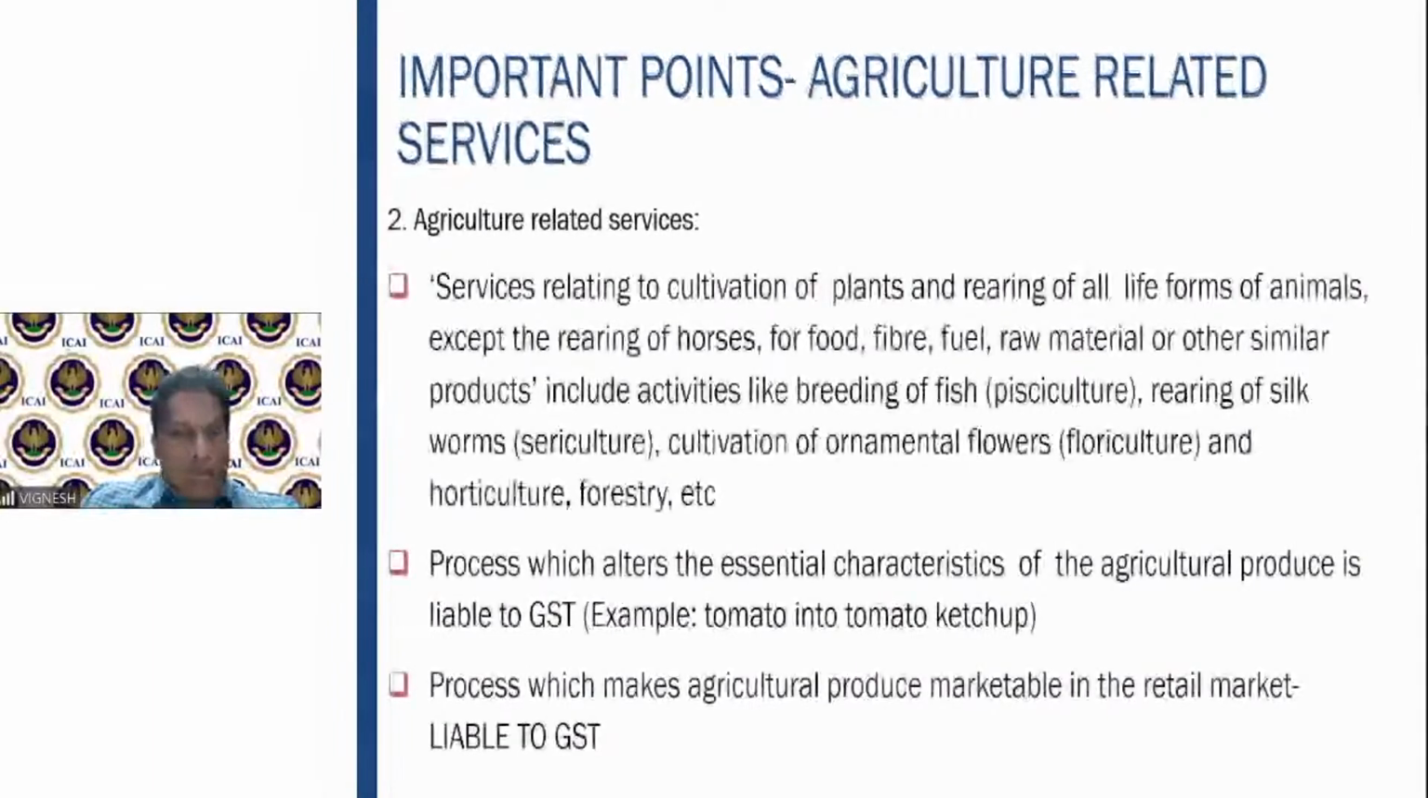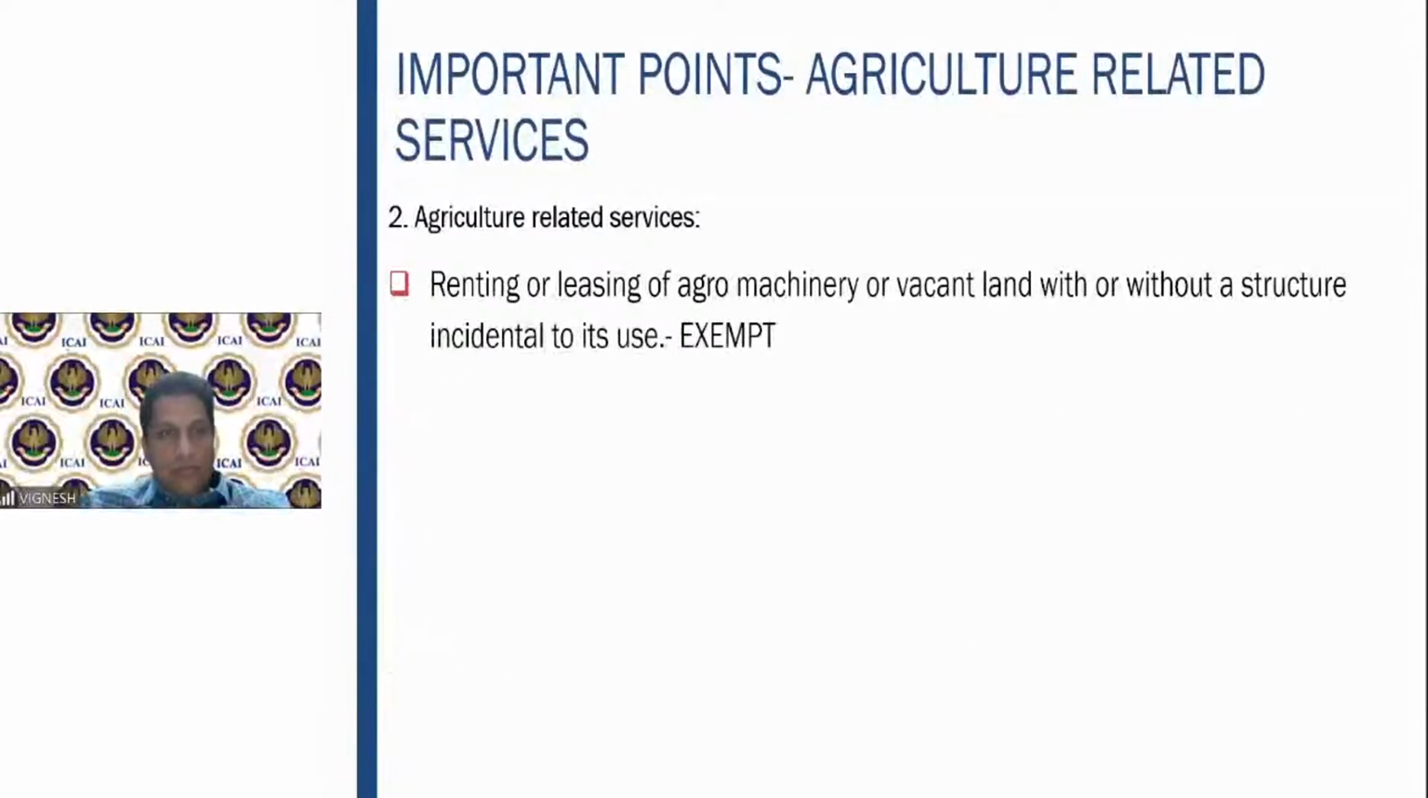Then a process which makes agricultural produce marketable in the retail market, that is liable to GST. Sometimes what happens, apart from the primary characteristics, if you undertake any process on the agricultural produce due to which you are able to market it in the retail market. So agricultural produce is there, you are doing some process on that, due to which you are making it marketable in the retail market. This is very much liable to GST.